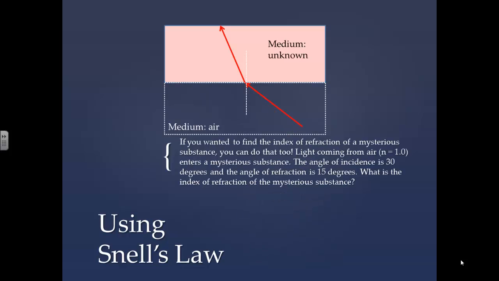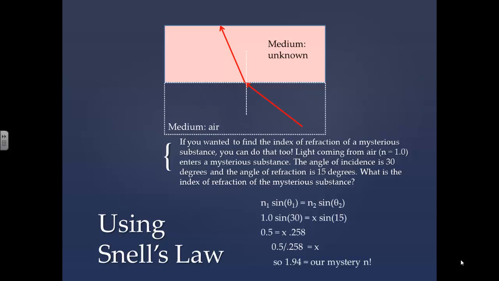If you wanted to find the index of refraction of a mysterious substance, you can do that too. Light coming from air, n equals 1, enters a mysterious substance. The angle of incidence is 30 degrees and the angle of refraction is 15 degrees. What's the index of refraction of the mysterious substance? Our mystery n is 1.94.